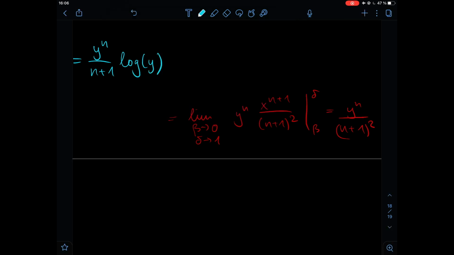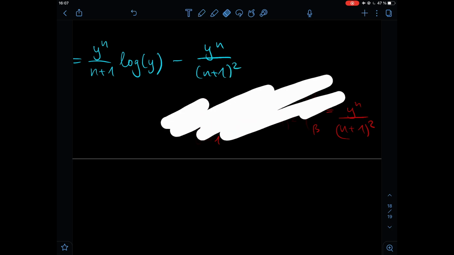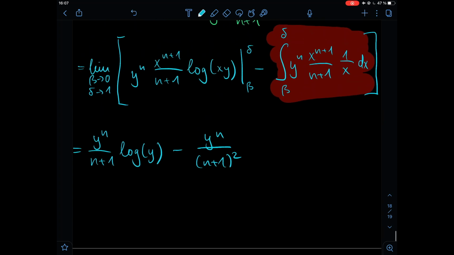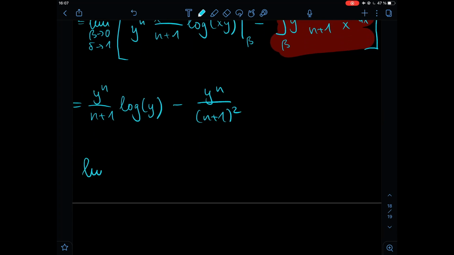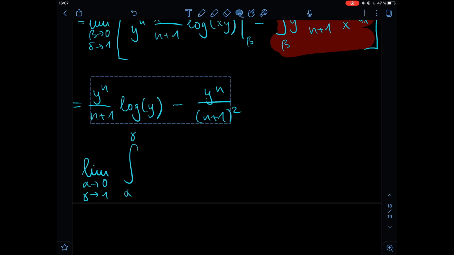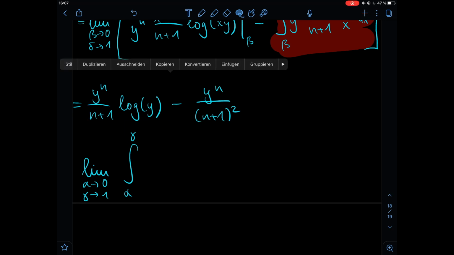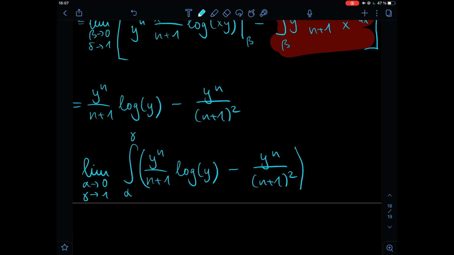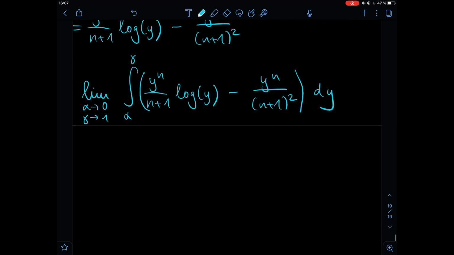So that's what we can write here as a solution for the integral in blue. So we have minus y to the power of n divided by n plus 1 squared. This is the solution for our x integral. Now we just have to plug that into our y integral, the whole function. The y integral was alpha going to 0, gamma going to 1. The limit also was from alpha to gamma. And then we use the whole function here and plug that into the integral. And that's what we have to solve now with respect to y.